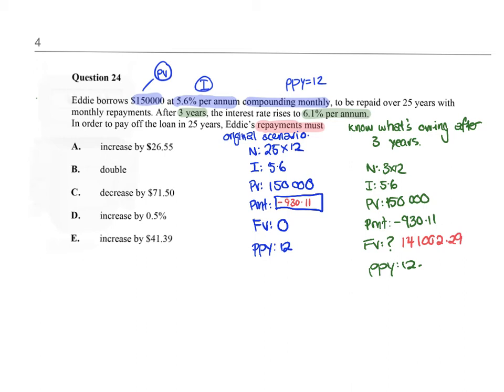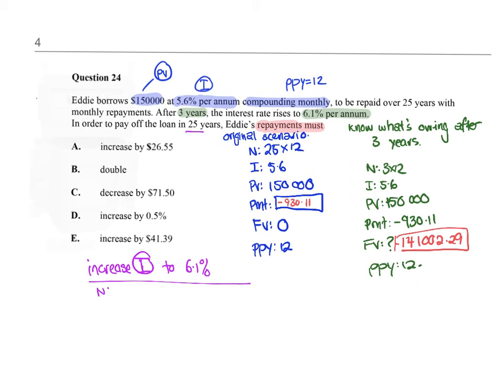He's still owing, so that'll be a negative too. He was still owing that much. Now we're going to pretend we want to pay off the loan, because it has now increased. So we're increasing the interest rate, increase I to 6.1%. But we want to know what the payments are in this new scenario, but he's still going to pay it off in 25 years.